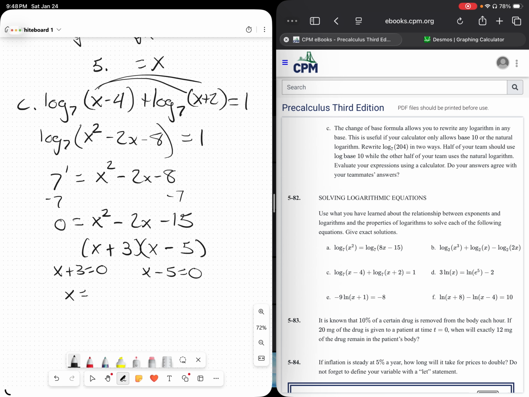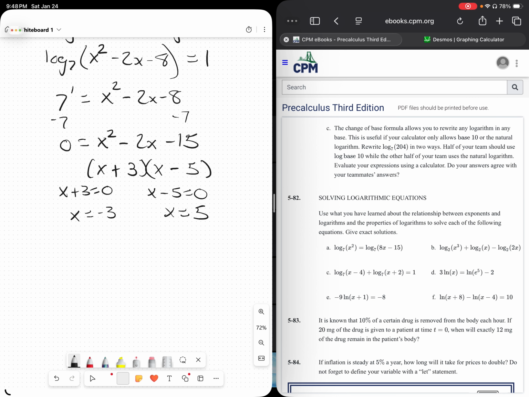Right? We would get x equals -3 and x equals 5. Okay. Looking at D, we get 3 natural log of x equals natural log of e to the 5th minus 2. Now, hopefully you see this. You could do this in a calculator, a lot of things you could do here. But hopefully you know that the natural log and the e are opposites and they cancel. So this is just going to be 5 minus 2, which is 3.